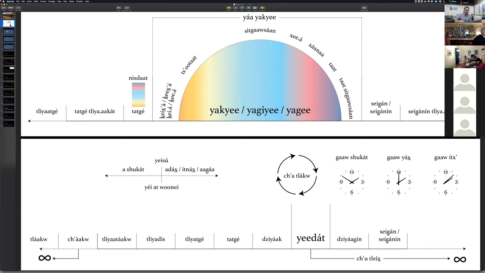Let's see. Okay. We went over this before, but just to review. This is looking at time on a smaller scale, a matter of days, and this one is a larger scale. How do we think about time in Tlingit? Location and time use a lot of the same things. For example, to say you are at a particular place, you would put the marker on there to mark where the place is. It's an X with an apostrophe.